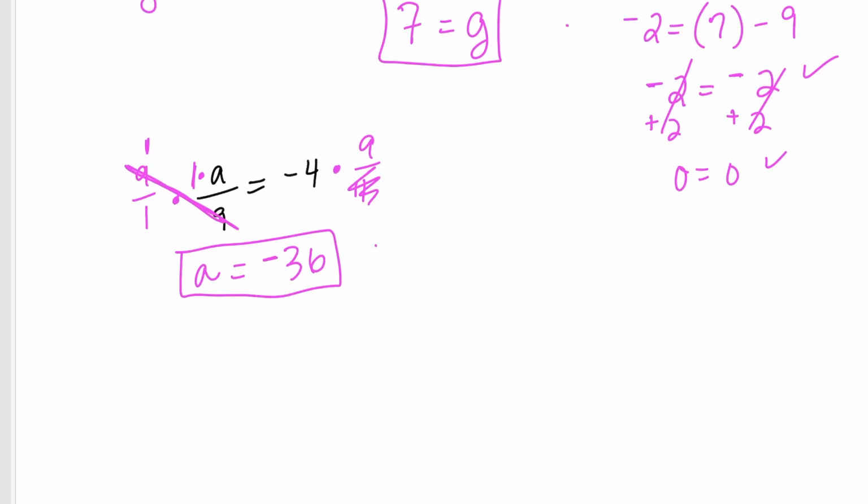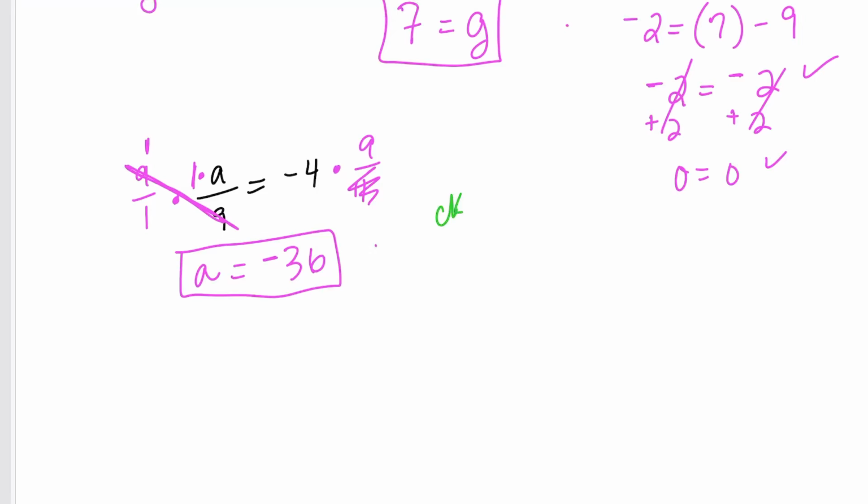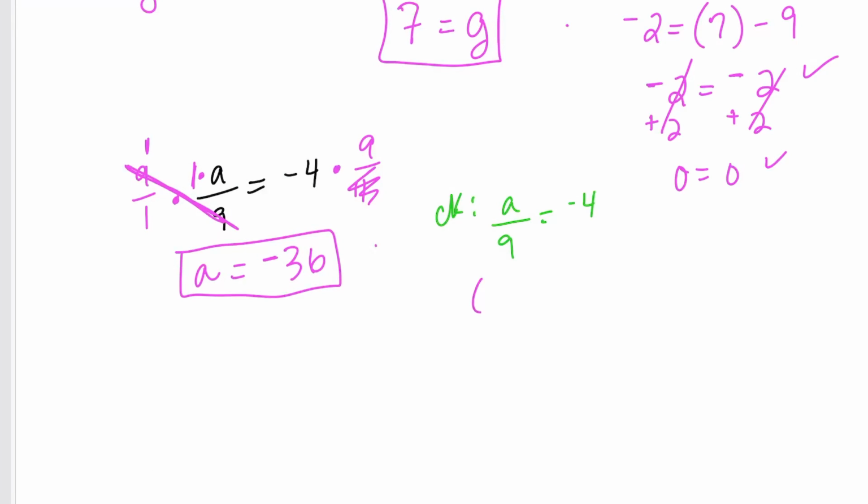All right, so let's check. I want to check to see if this works out. My equation that I'm checking it in is a over 9 is equal to negative 4. So I'm going to substitute in negative 36 over 9, and that's going to be equal to negative 4. Negative 36 over 9 is negative 4, so negative 4 is equal to negative 4. So that's correct. I don't really need to go to that 0 is equal to 0 every time. I can stop here. So that checks out.